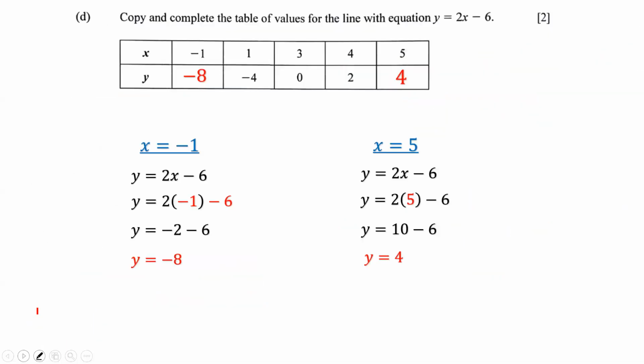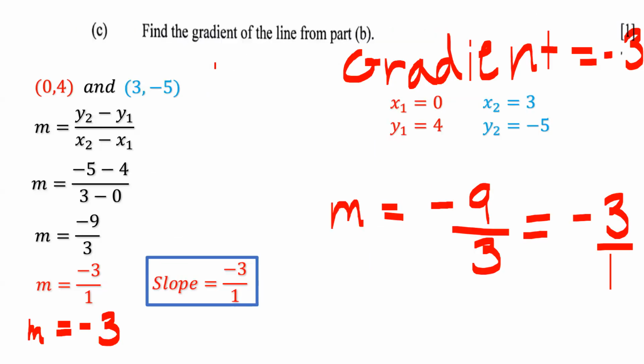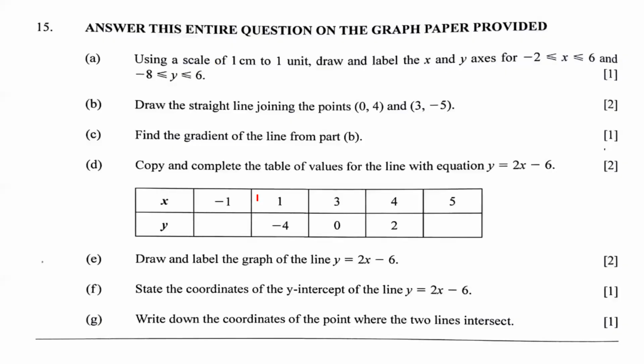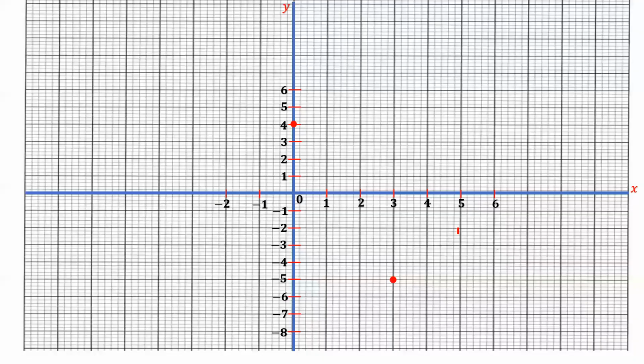It says, copy and complete the table of values for the line y = 2x - 6. If we look carefully, these two slots were missing, and that's what we have to figure out. What are the values of this slot and this slot? That's what we have to figure out. So let's go back.